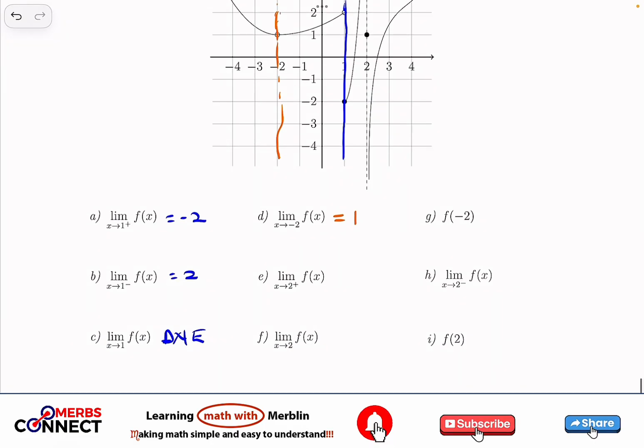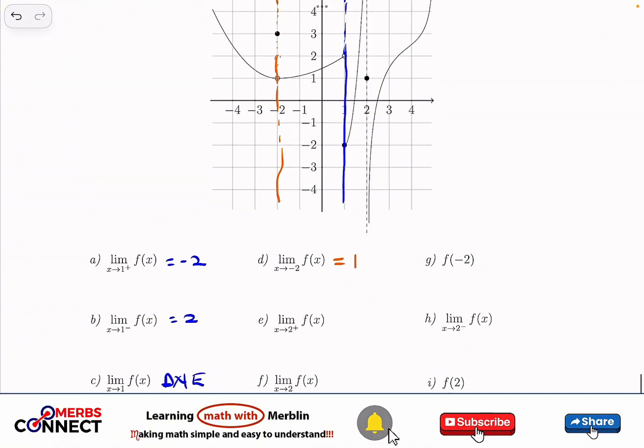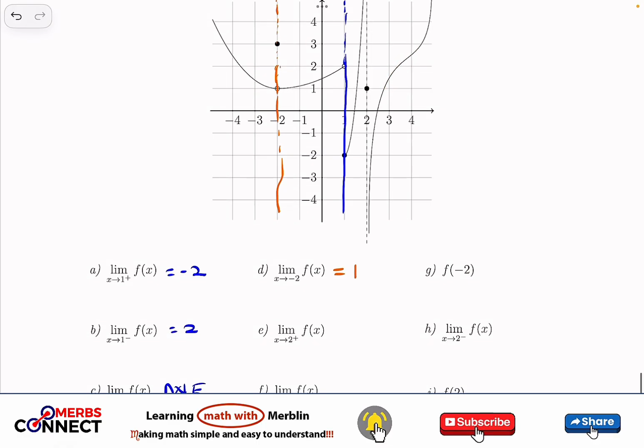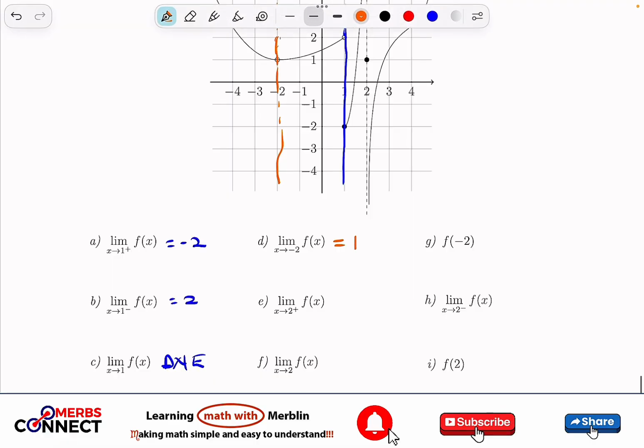Now let's look at 2 from the positive side. So 2, okay, I have a line on the 2 already. So the graph on the positive side, this. So we need to approach this line here. And when I'm approaching this line here, you see that I'm going toward negative infinity on the y-axis. So this is basically equal to negative infinity.